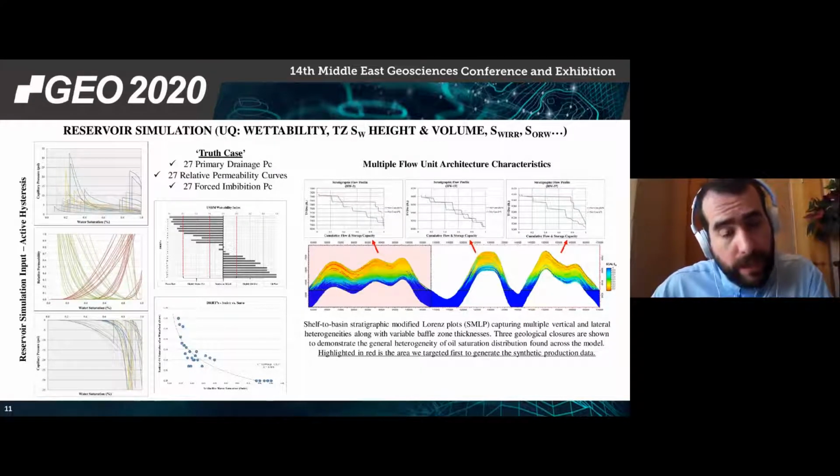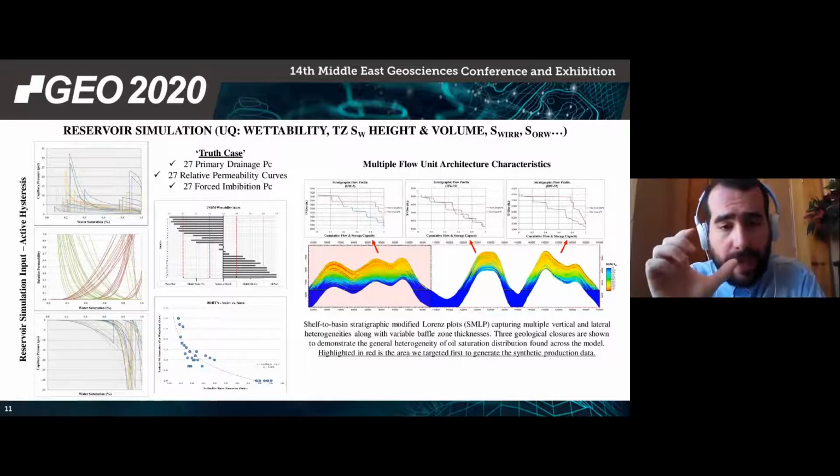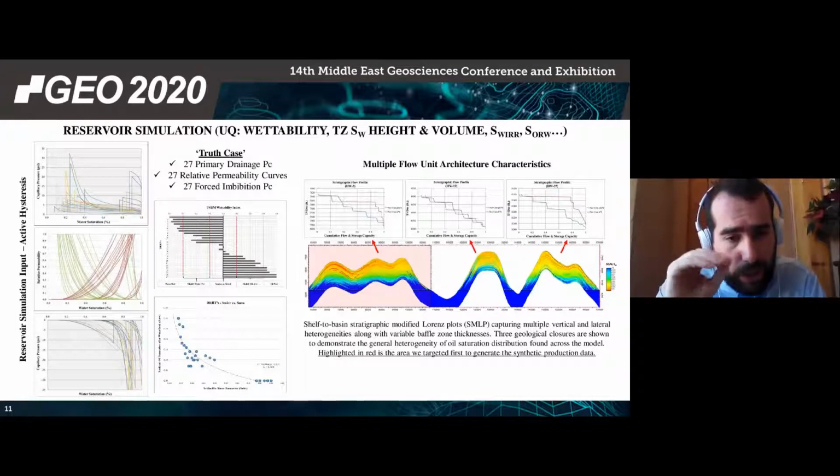On the right, right below the flow unit architecture characteristics, I'm showing you that same cross-section of our reservoir, but highlighted in red is the first anticline, and we're targeting that to create our synthetic production data, and I'll get into why we're producing synthetic production data. But before then, let's just look right above there.